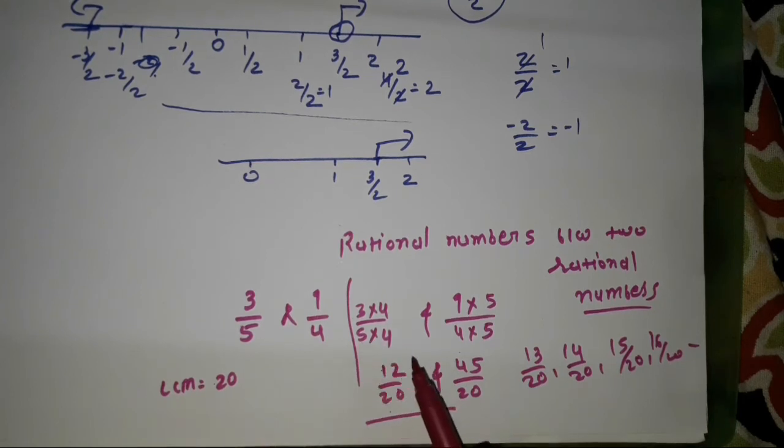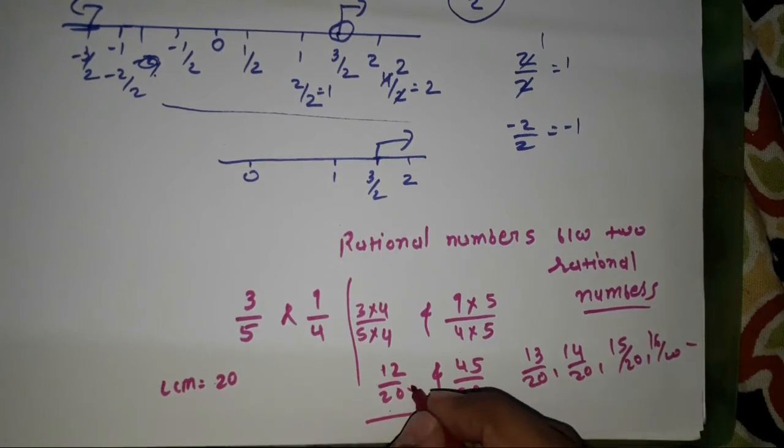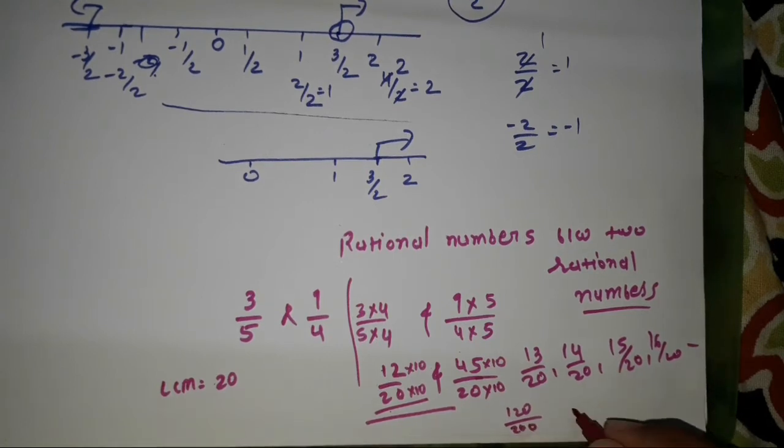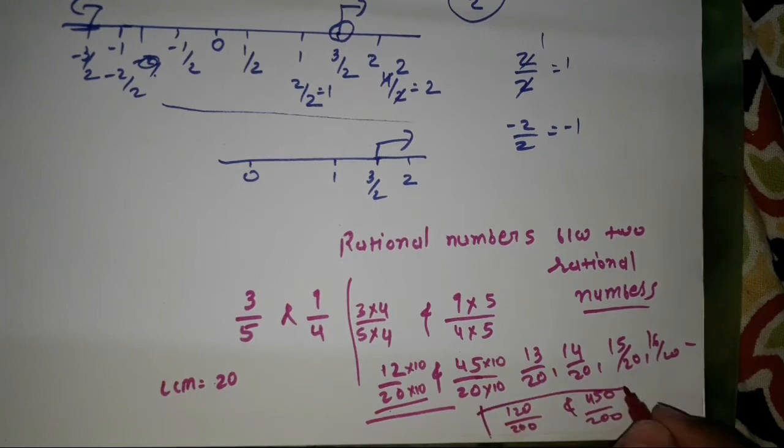We can take another number to multiply the denominator. For example, with LCM 20, we are not getting the required answer. So we can also multiply this 20 with 10. But if I am multiplying this 20 with 10, I have to also multiply the numerator with 10. Again here I will multiply both sides with 10. So 12 upon 20, I will get 120 upon 200, and 450 upon 200. So you can also use this.